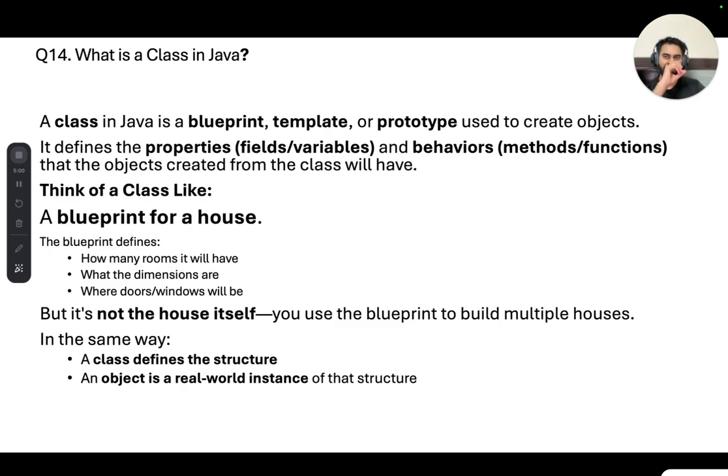Next is, what is a class in Java? A class in Java is a blueprint, template, or prototype used to create an object. It defines the properties and the behavior that the object created from the class will have.